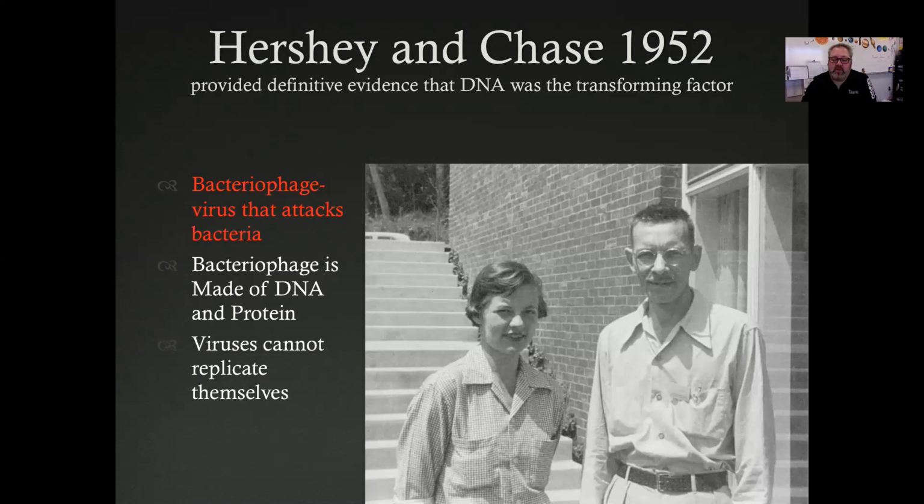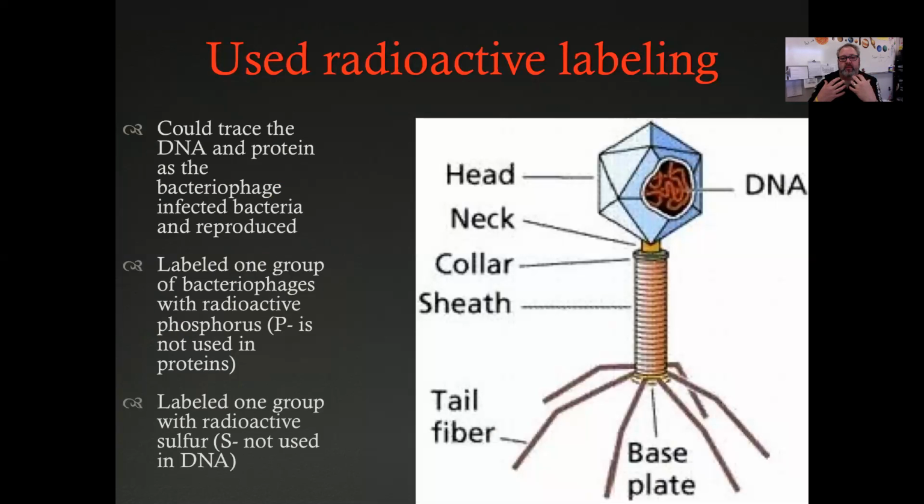Okay, now one of the more important things to note is that a bacteriophage is made up of both DNA and protein. Okay, viruses cannot replicate themselves. All right. So in order for a virus to reproduce, it needs to have a different type of cell, whether that cell is a bacteria cell or a healthy animal cell or whatever it is. It has to have another cell in order to reproduce.